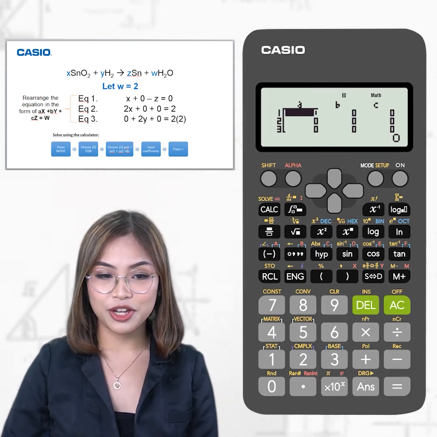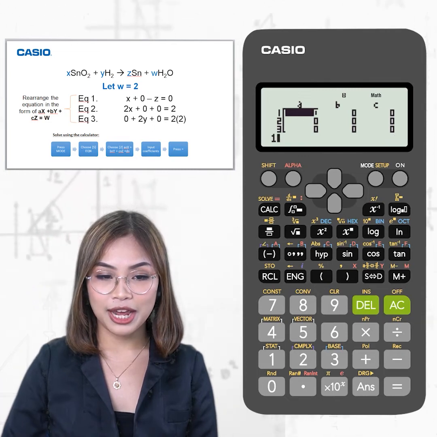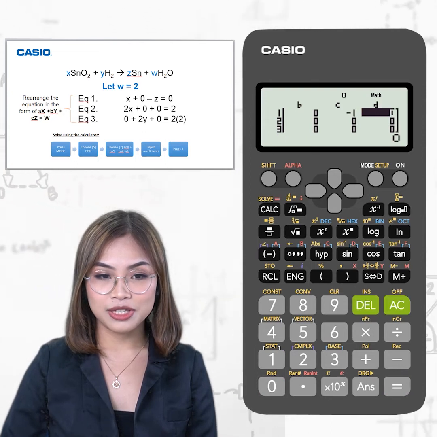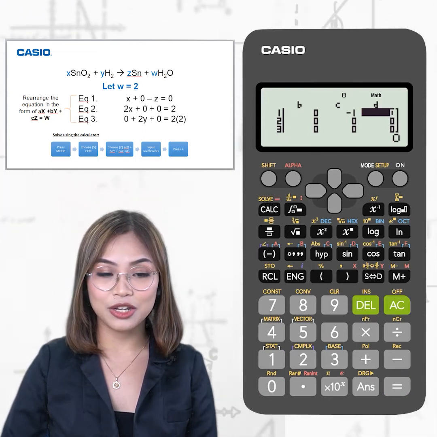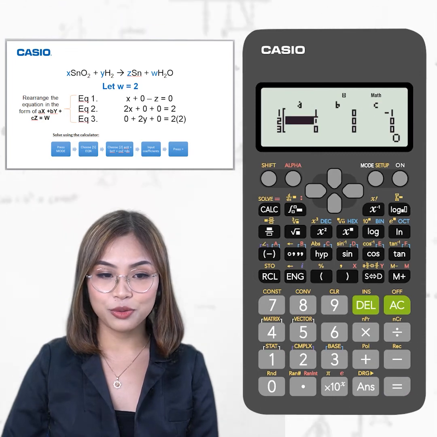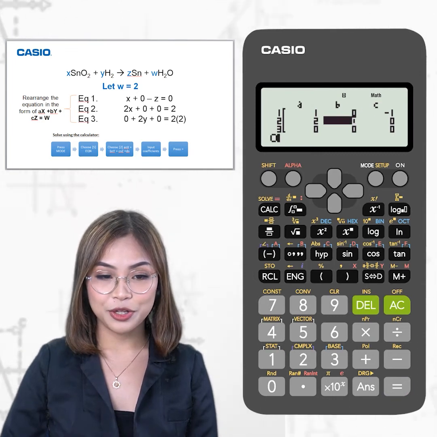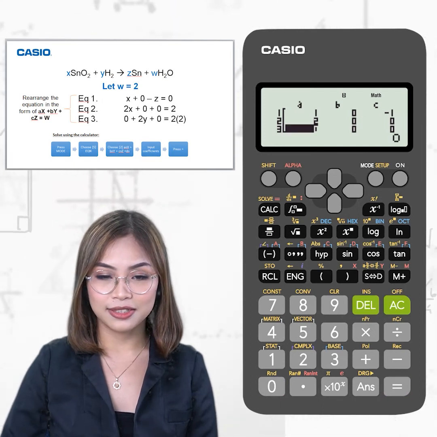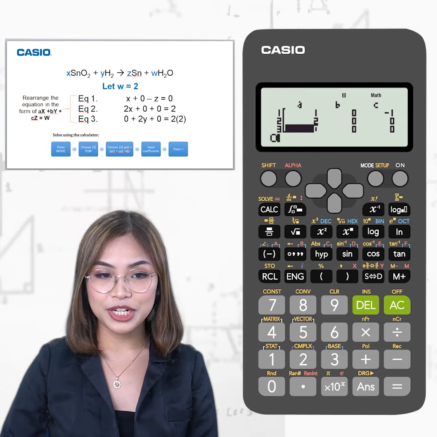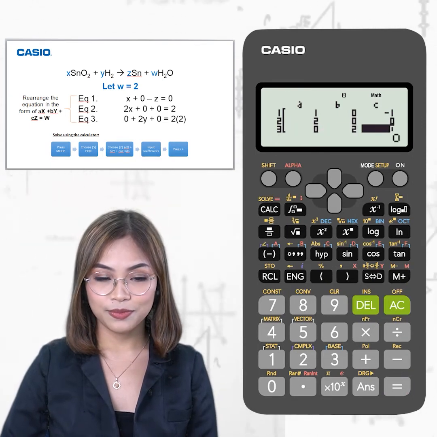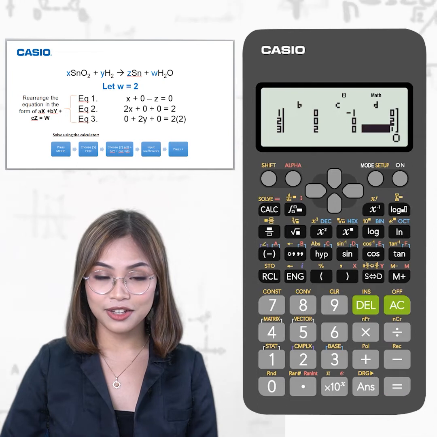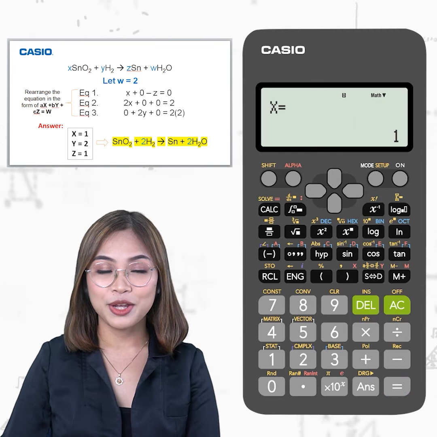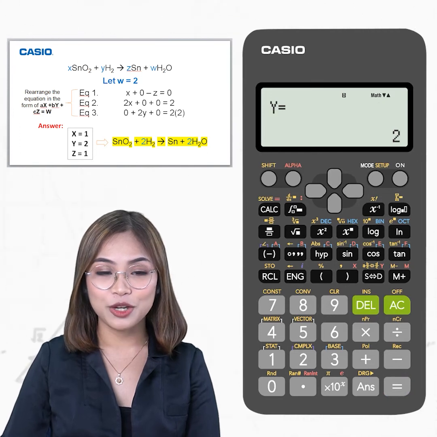So for the first equation, we have 1 for x, 0 for y, and negative 1 for z. And for d, on the right side, we only have 0. For equation 2, we have 2, 0, 0, and 2 on the right side. And for equation number 3, we have 0, 2, 0, and 4. By pressing the equal sign, we will get x equals 1, y equals 2, and z equals 1.